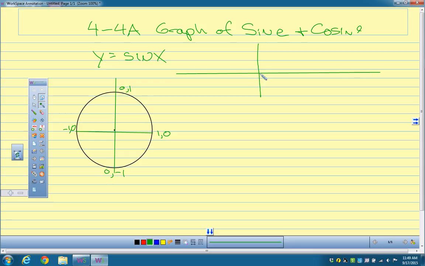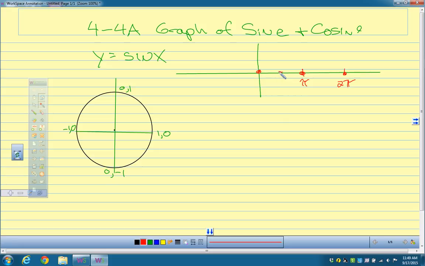So the sine of 0 is 0, right? So I could have put a point here at 0, 0. Then when I get over to pi, what's the sine of pi? It's also 0, right? What's the sine of 2 pi if I go all the way around the circle? It's also 0. Now that's not a very interesting graph, so I've got to figure out some points in between those two points.